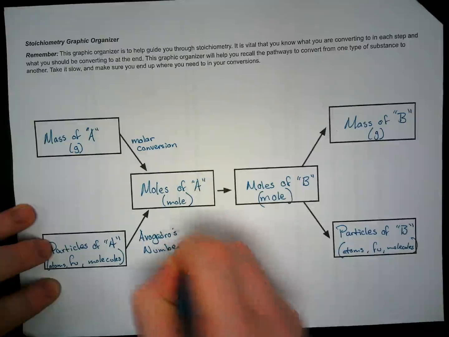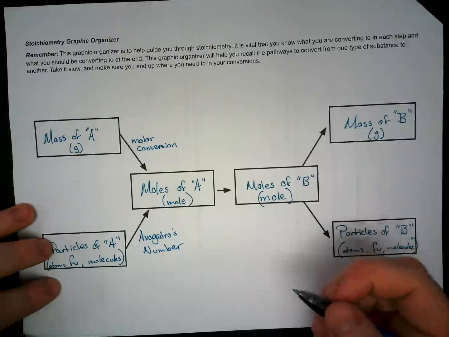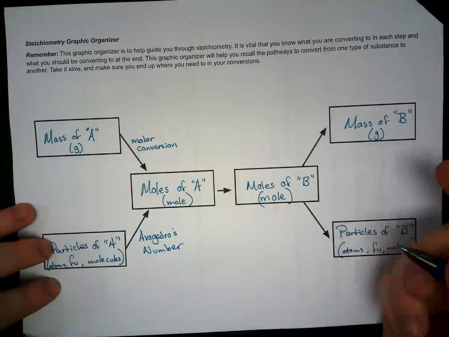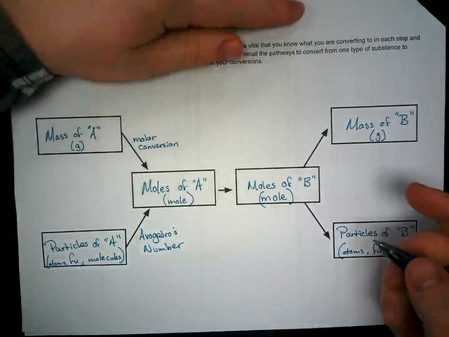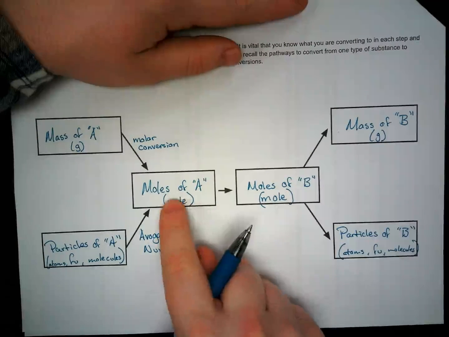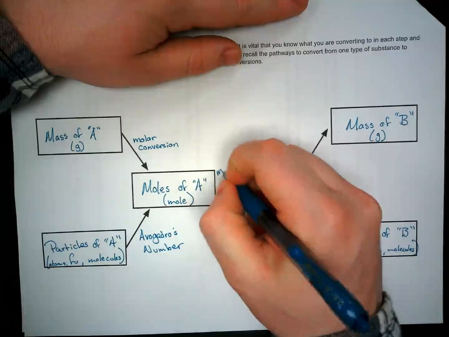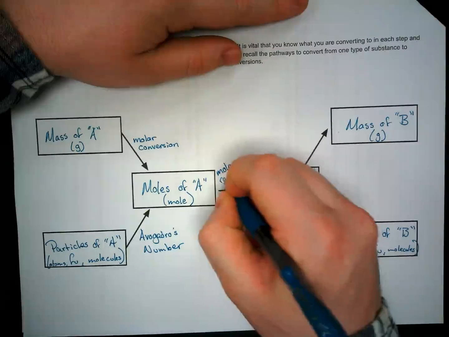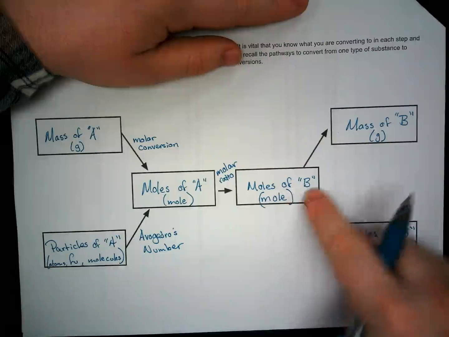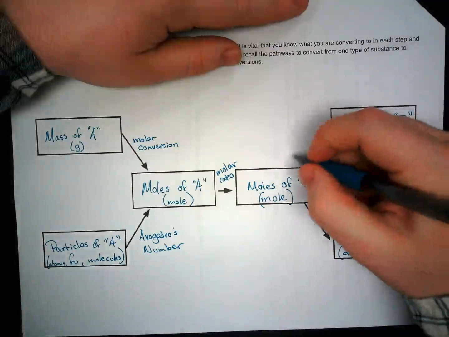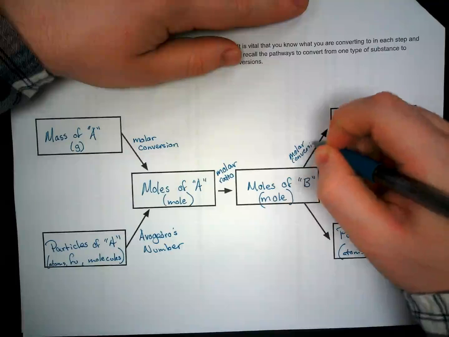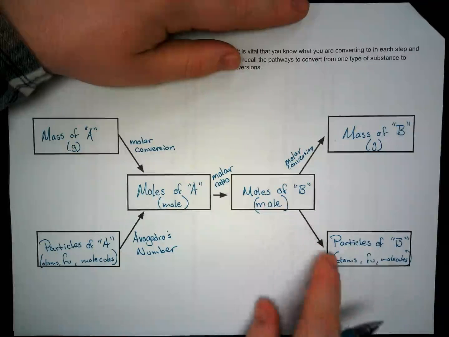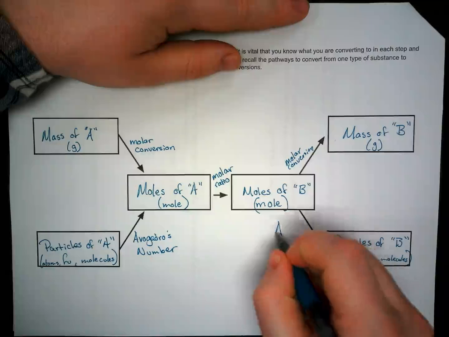In any 1 mole of any substance, there's always 6.02 times 10 to the 23rd particles. Okay. In order to go from moles of A to moles of B, that's just the molar ratio. Go from moles of B to mass of B, that's just molar conversion. But if we didn't want to go to mass of B, we want to go to particles of B, that's still just Avogadro's number.